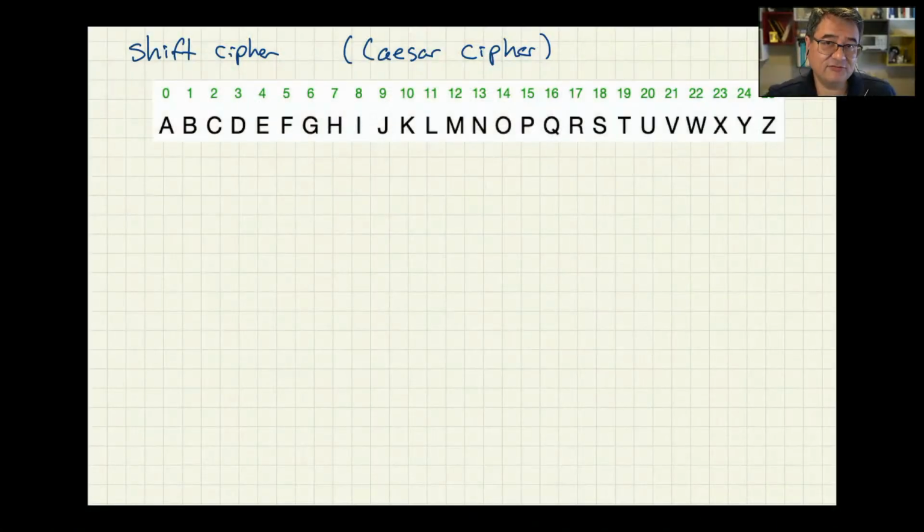So the Shift Cipher or Caesar Cipher is interesting to look at because it was kind of the first one that was easily computable. It dates back to the Roman times. Caesar is said to have used this to send out battle plans to his commanders on the battlefield.